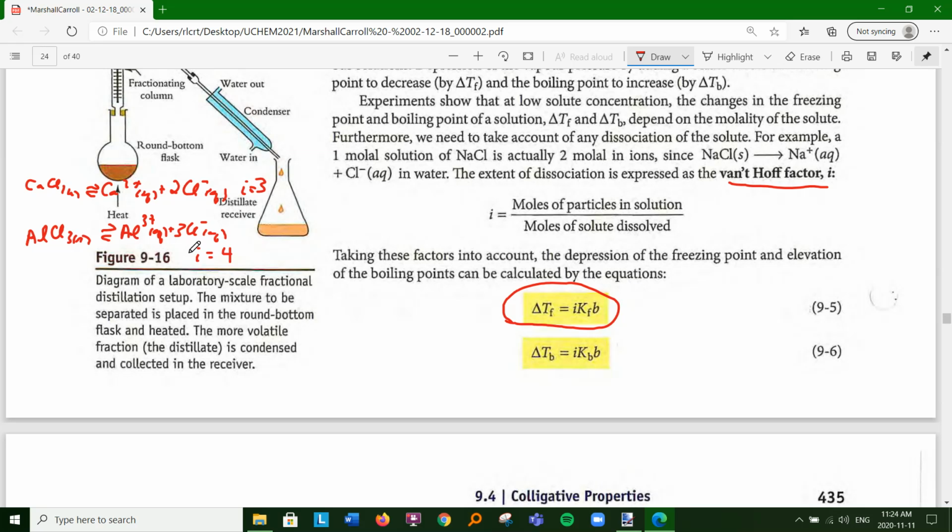Okay, so theoretical i's are going to be either 2, 3, 4. Could you have 5? Yeah, I guess you could have 5. You could have bismuth sulfide, Bi2S3. You'd get 2 Bi3+ aqueous plus 3 S2- aqueous, and your i would equal 5. So you see that your freezing point is going to be depressed more the more ions are dancing around in the solution, right? The higher the i value is, the more the freezing point will be depressed.